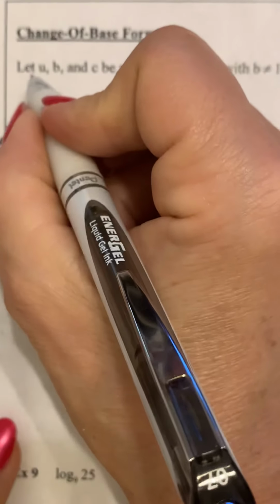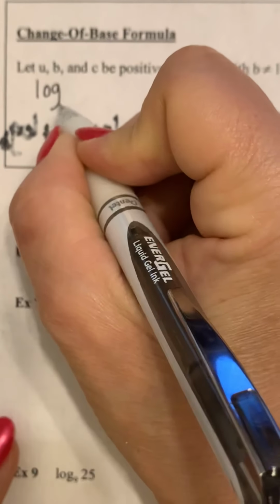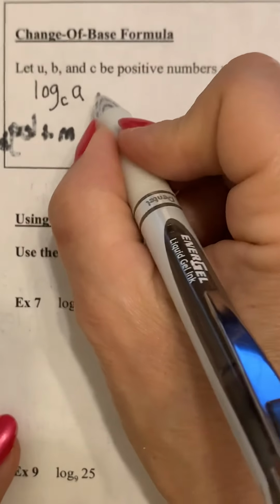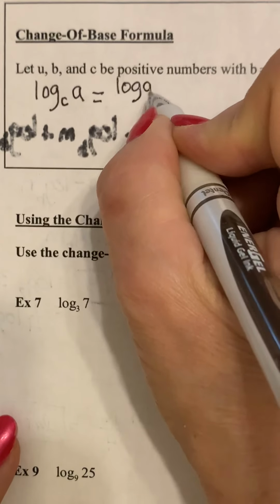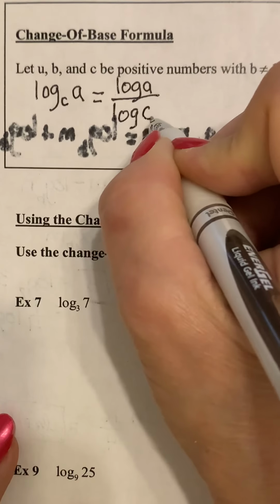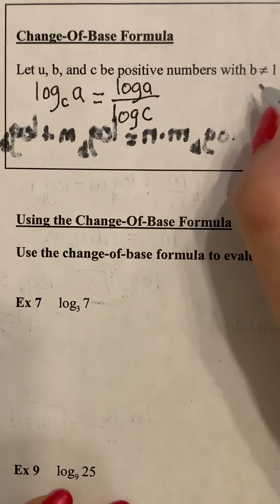So what we would write is, if we were looking for the log base c of some number a, the formula will be log of a divided by the log of c. Now this is where it changes. From what I told you before, we actually have the log in the numerator and the log in the denominator using the change of base formula. This is also true with any of the bases.